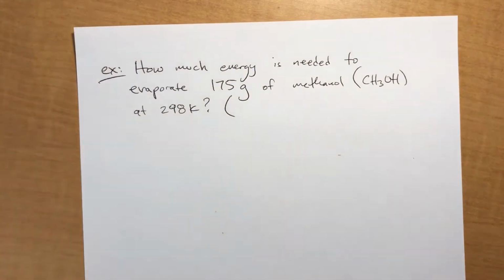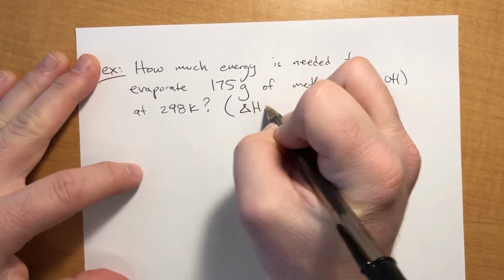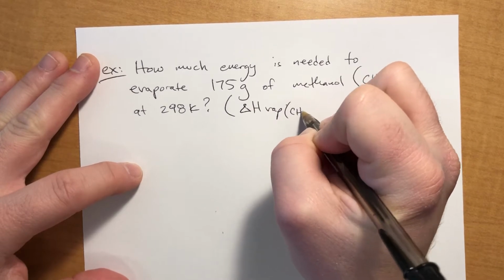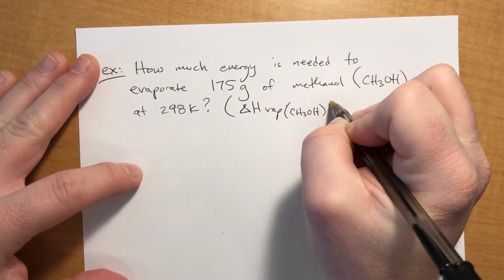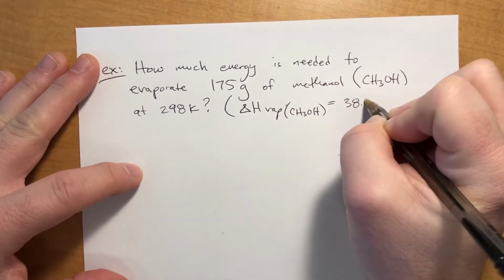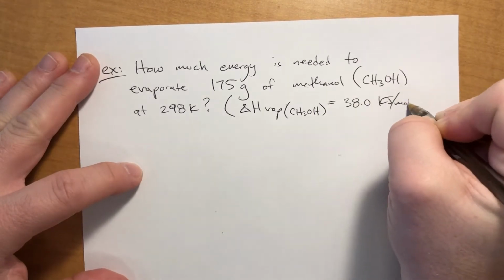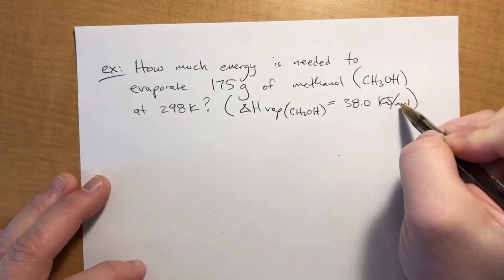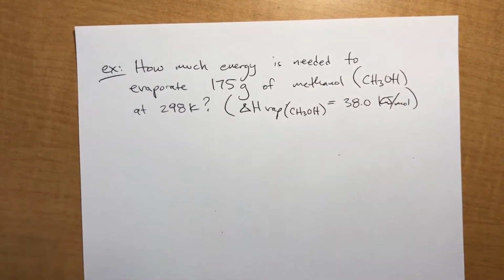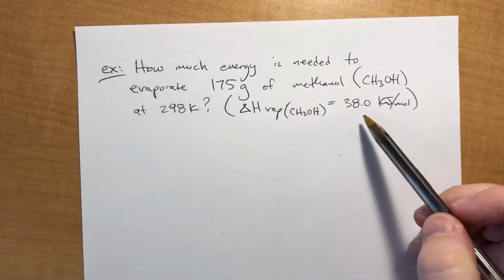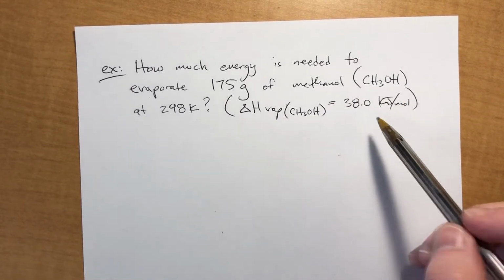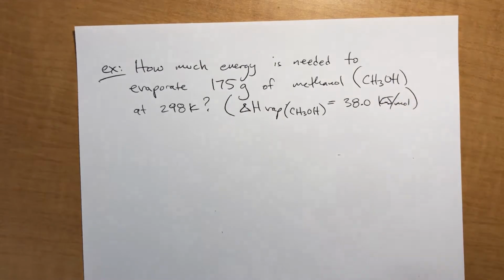Well, we're going to need the enthalpy of vaporization for that. Delta H of vaporization for methanol is equal to 38.0 kilojoules per mole, or just kilojoules, whichever way. Some textbooks write it with per mole and some don't. They mean the same thing though. What this means is that 1 mole of methanol will require 38.0 kilojoules of energy to convert.